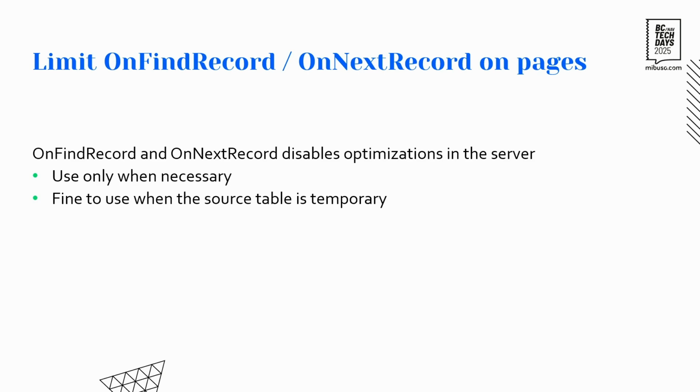But if you call out to AL and you take control, you decide how to fill up the record, then we cannot assume anything anymore. So then we have to be very defensive in what optimizations we apply. So if you don't need these, then try to do without them. But of course, if you have a scenario where you can't do without them, use them. But it's just something to be aware of. They have a cost.